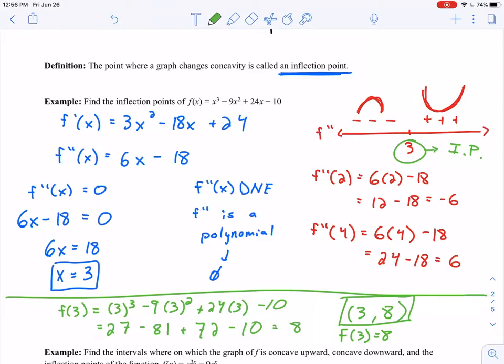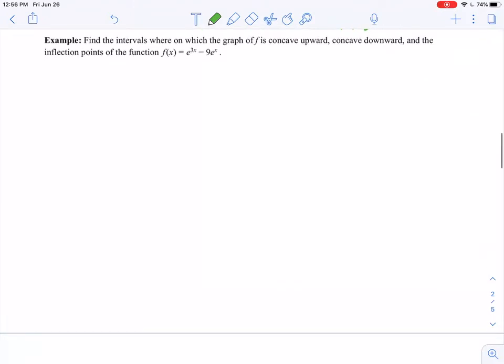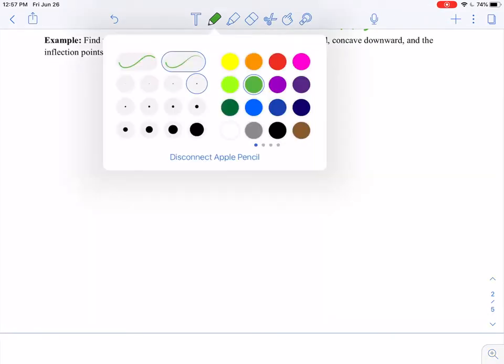Let's look at one more example and put all of this together. Here, I want to find the intervals where my graph of f is concave upward, where it is concave downward, and where the inflection points are. Here is my function, f of x equals e to the 3x power minus 9 times e to the x power. If I want to describe concavity and inflection points, all of this is really referring to the second derivative.